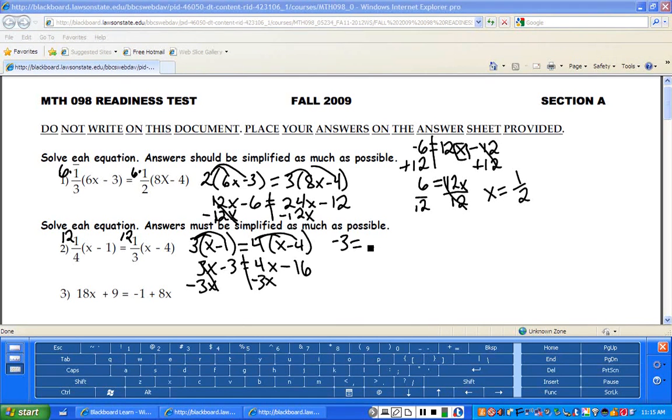Now 4 minus 3 is 1x, so there's my 1x. And the minus 16 I keep because I didn't do anything to it. So there's my minus 16. Now to get x by itself, add 16 to both sides, and I end up with negative 3 plus 16, which is 13. Okay, so x equals 13. There's your answer. 13 equals x, or x equals 13. So there's your answer for problem number 2.